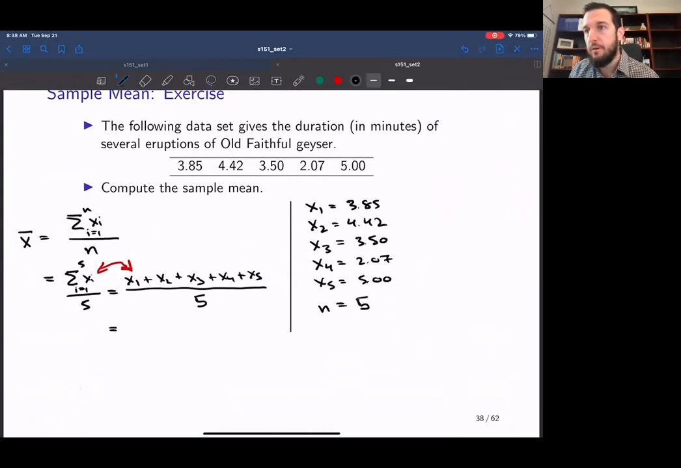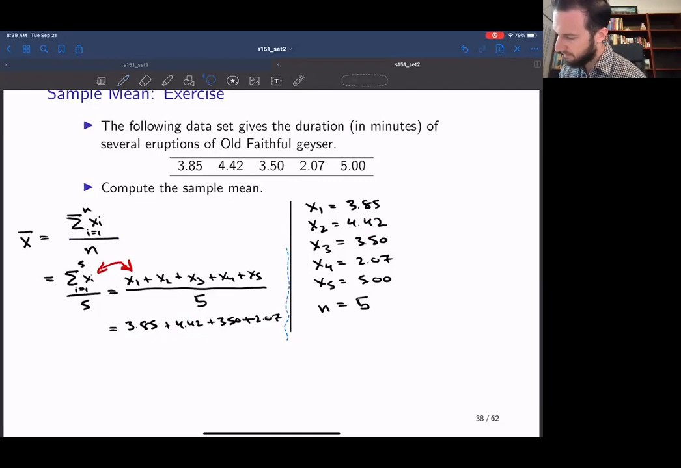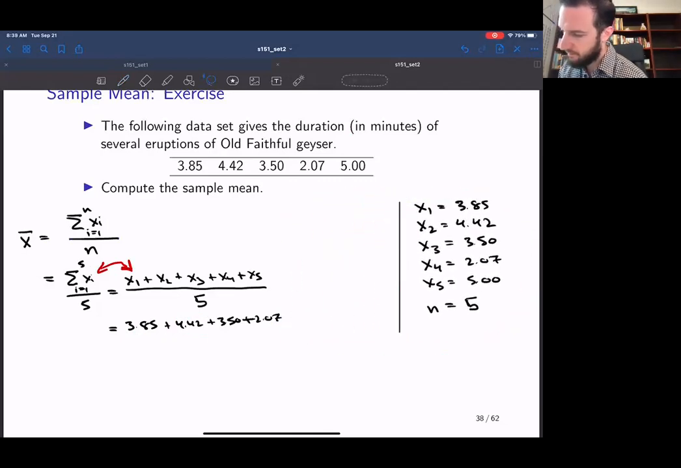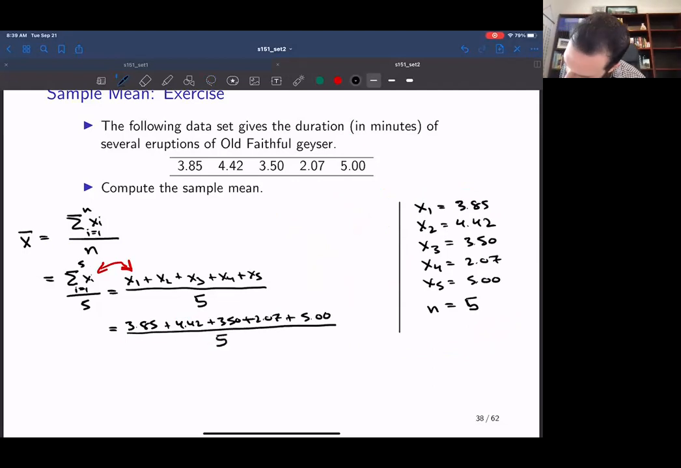Okay, so now this expression is going to turn into exactly what we're used to. So now we're just going to sub in. So 3.85 plus 4.42 plus 3.50 plus 2.07 plus 5.00 divided by 5. And that gives us 3.768.